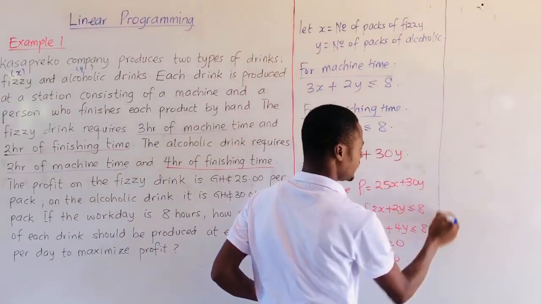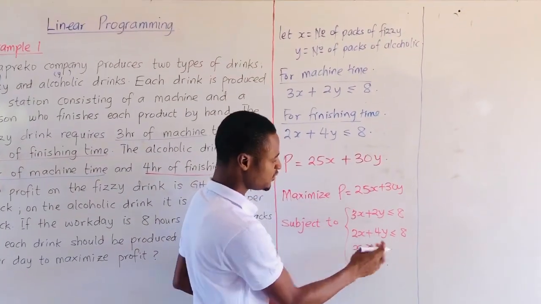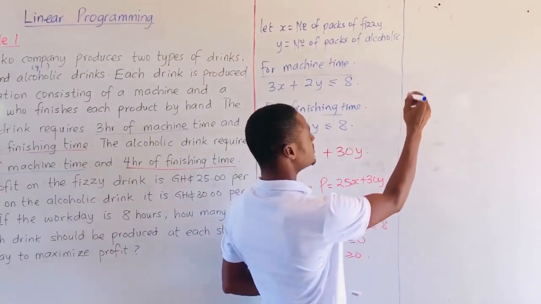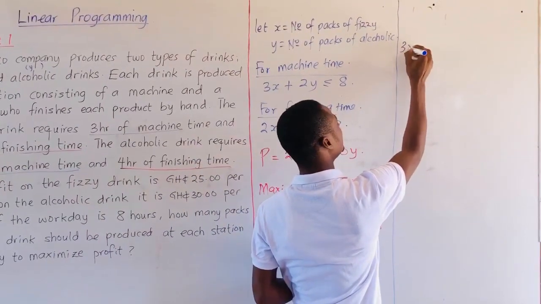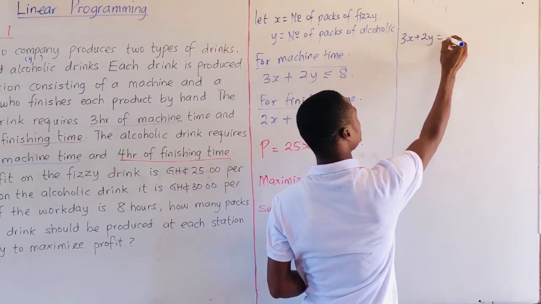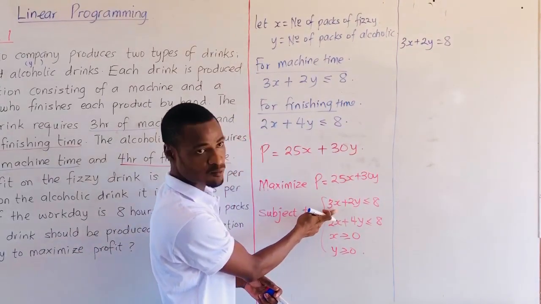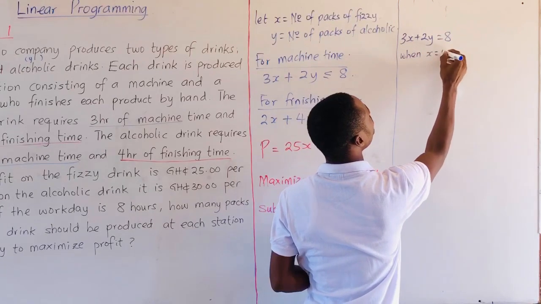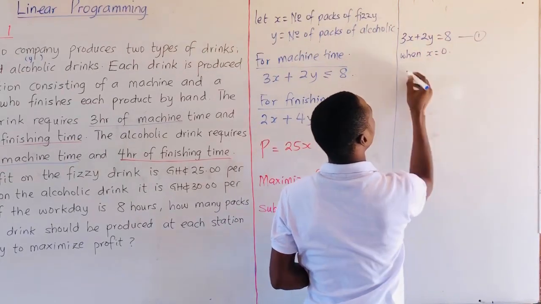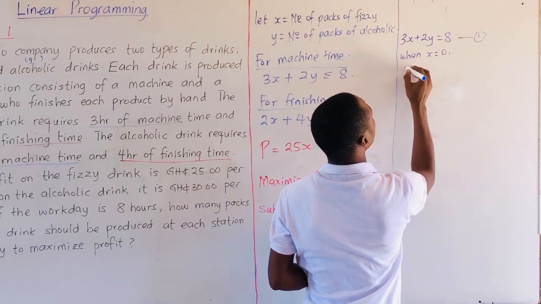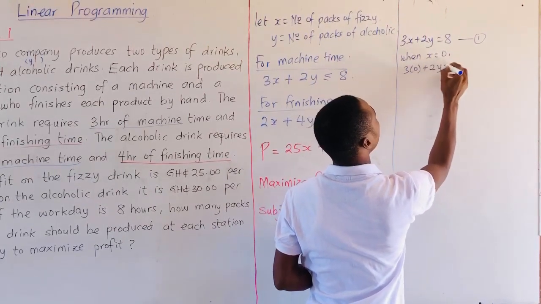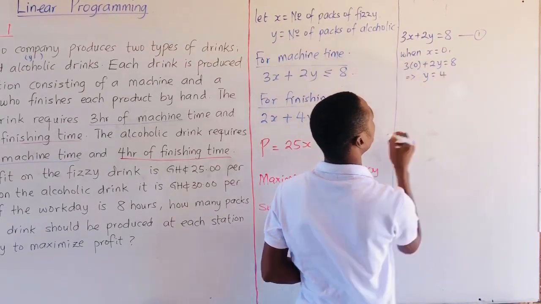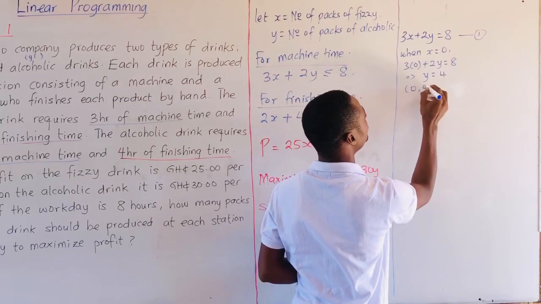As shown in the previous examples, we will change the inequalities to equations and then solve for the values of x and y. So our first equation, 3x plus 2y is equal to 8. That is from this inequality. And here, when x is equal to 0, we will have 0 plus 2y equal to 8, which will give us y is equal to 4. So our point will be 0, 4.